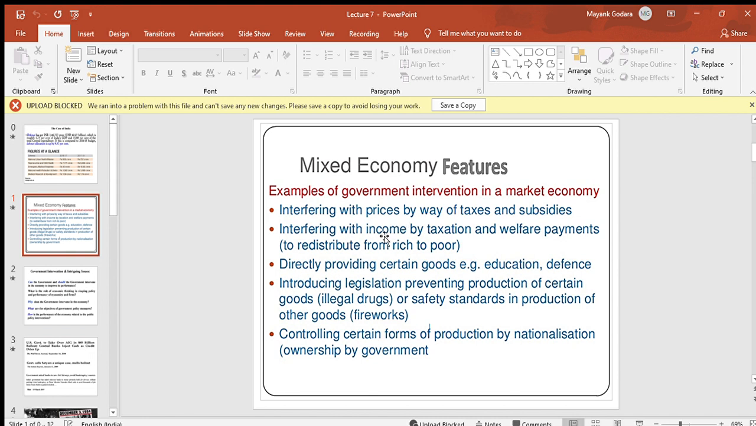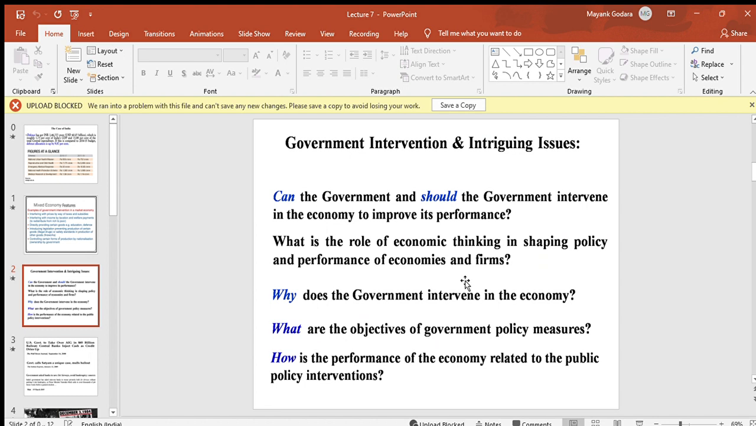Interfering with income by taxation and welfare payments, and directly providing certain goods like basic needs, such as education and defense, to the nation. Introducing legislation, preventing production of certain goods, like there should be no illegal drugs, and proper maintenance of law should be there. This is the basic economic feature of a mixed economy, controlling certain forms of production by nationalism. So ownership should be by the government.